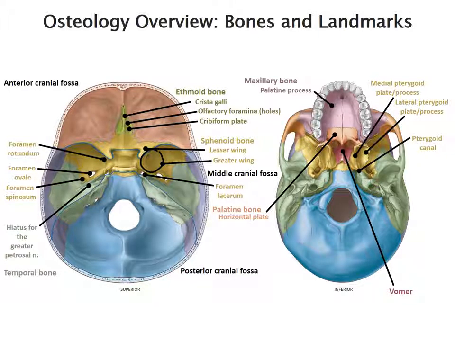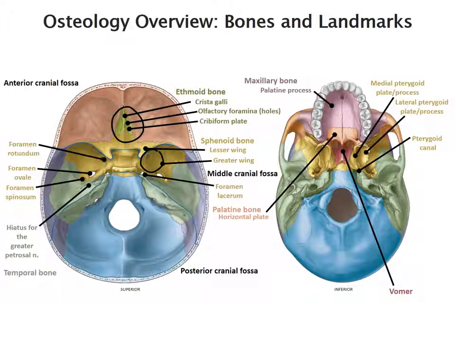Visible within the anterior cranial fossa is the crista galli of the ethmoid bone, along with the cribriform plate, as shown here. Recognize that the cribriform plate has a number of olfactory foramina within it in order to allow for the transmission of the olfactory nerves. This plate helps to form the roof of the nasal cavity.